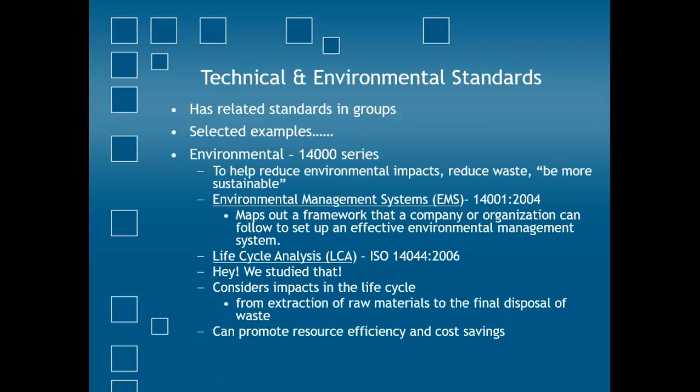Okay, so they have technical and environmental standards, and these things are all grouped. I'll mention a bunch of them, but we'll go over a couple in greater detail. So the key one, at least as far as we're concerned, are the environmental standards, and that is the 14,000 series. These are numbered, right? There's 14,000, 14,001, and then it goes 2, 3, 4, 5. It keeps going on and on. So each standard has a particular number within the series. And the key thing for environmental standards is to help reduce environmental impacts and reduce waste and to be, quote unquote, more sustainable.